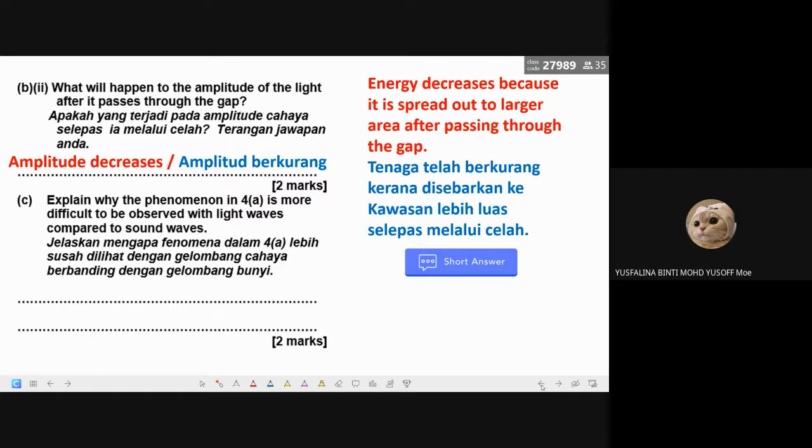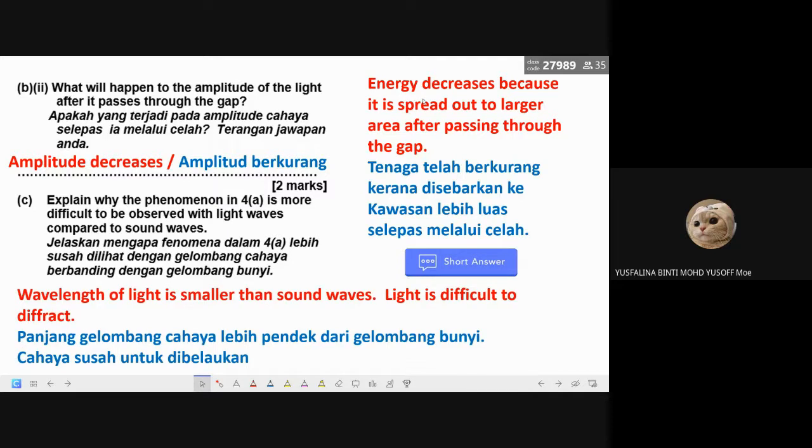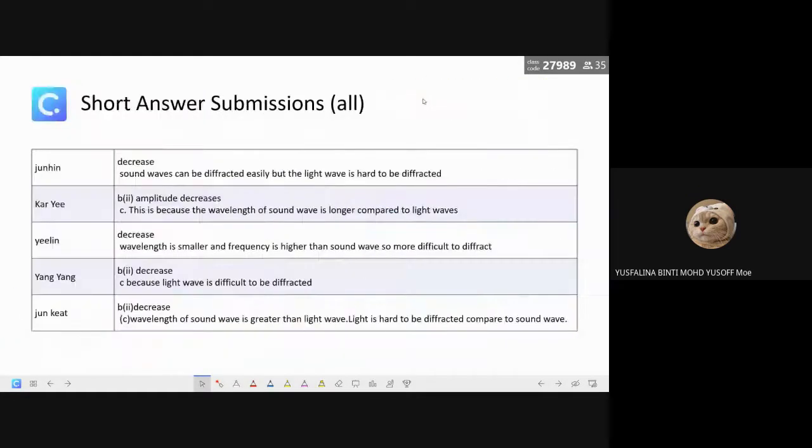Okay. And this is the explanation for this one, right? Because it is 2 marks. Amplitude decreases, so the energy decreases because it spreads out to a larger area after passing through the gap. So this one is actually for answer B2. And see this one: the wavelength of light is smaller than the sound wave, so light is difficult to diffract. Okay, so let's see your answer.